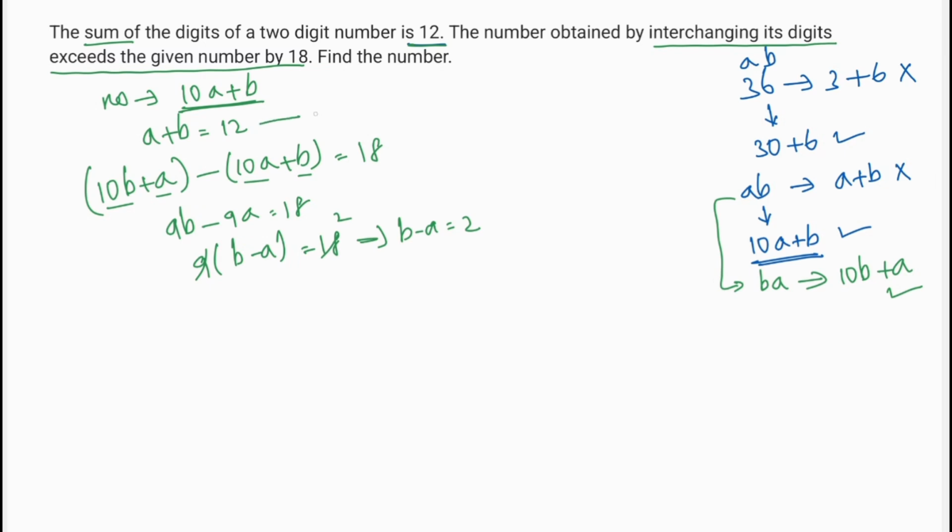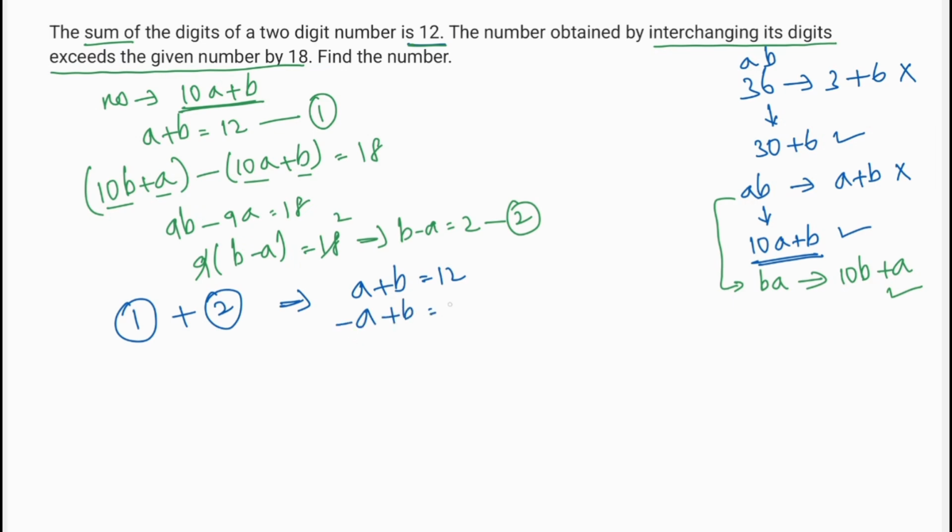Now we have here two equations, first equation and second equation. We can either use elimination method or substitution method. Here I will use elimination method. Okay, I will just add first and second equation. I will get A plus B is 12 and B minus A, so I can write minus A plus B is 2. Okay, I'm just adding these. Here A and minus A will cancel. B plus B is 2B is equal to 14. I'll get B is equal to 7.